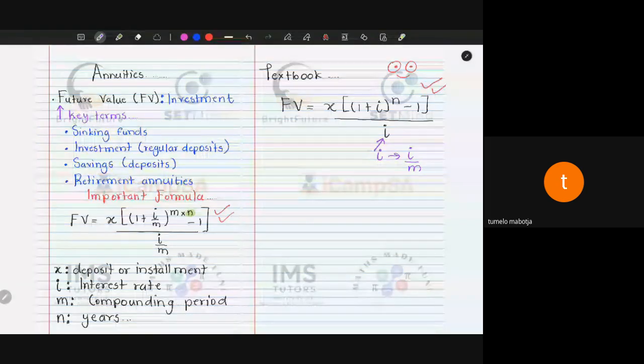If you can't say a motorbike is a train or a truck, you shouldn't use the simple interest formula instead of the compounding interest formula. Anyway, let us go to a question so that I help you to understand this, guys.